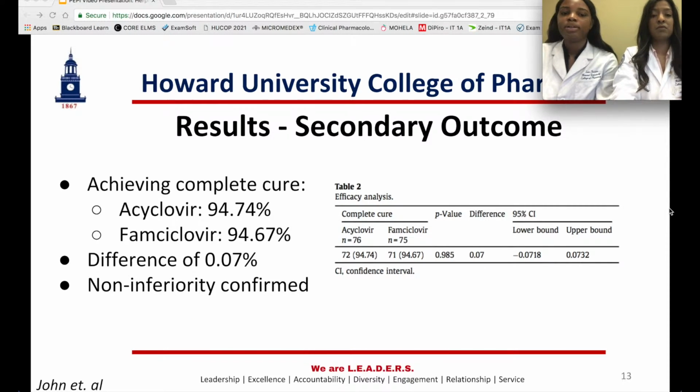For the secondary outcome, similar proportions of patients in each treatment group were also observed, which further confirmed the non-inferiority of famciclovir to acyclovir. As we can see here, for the rate of achieving complete cure, acyclovir was at 94.74%, and famciclovir was at 94.67%, which had a small difference of just 0.07%.